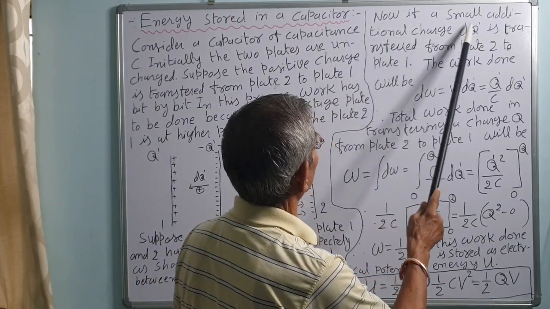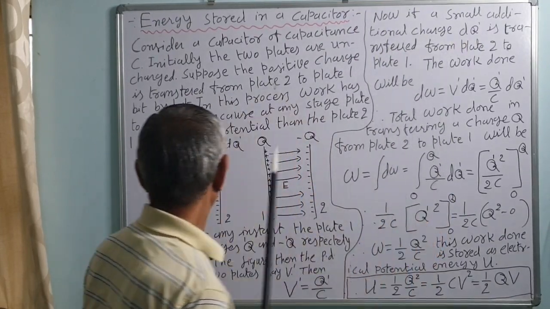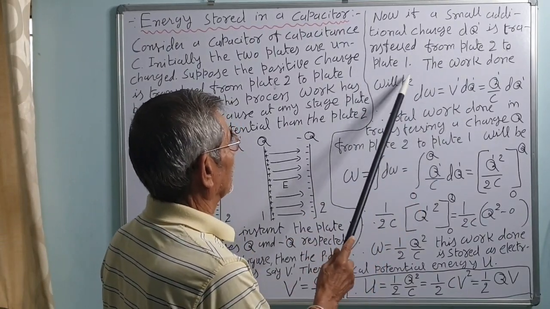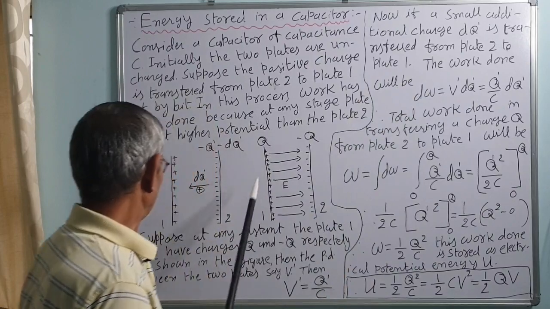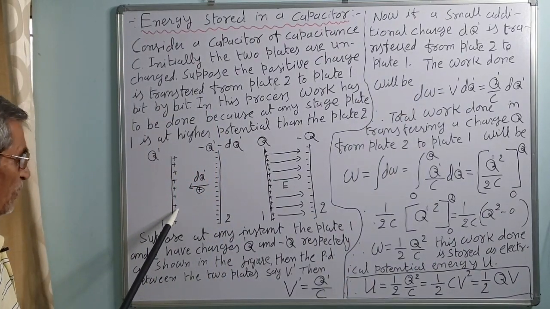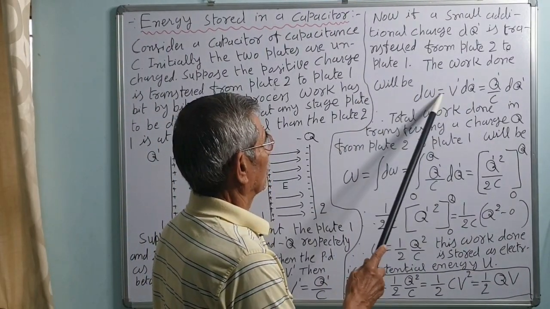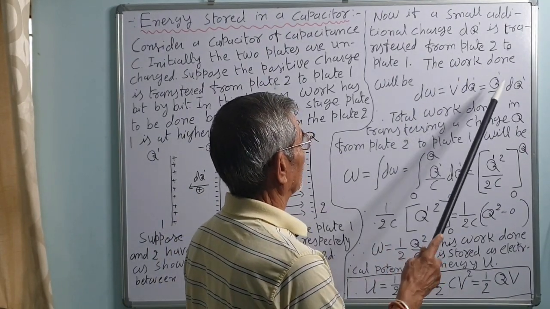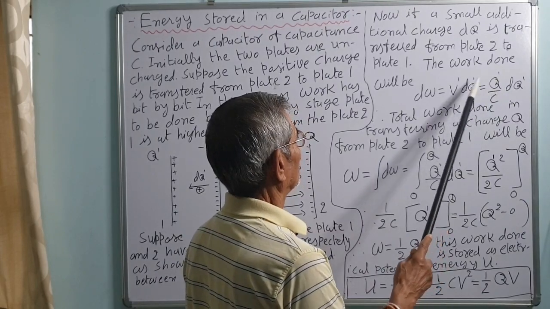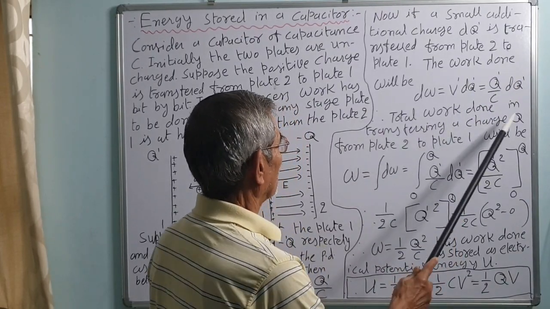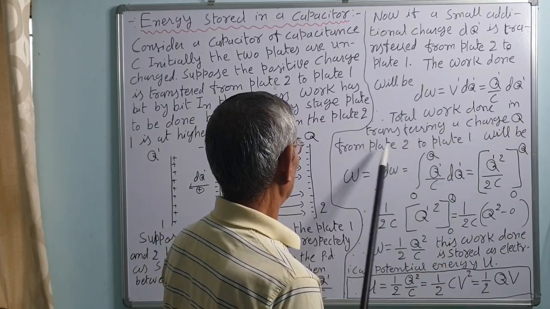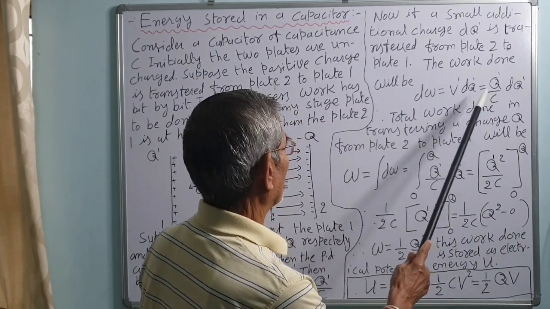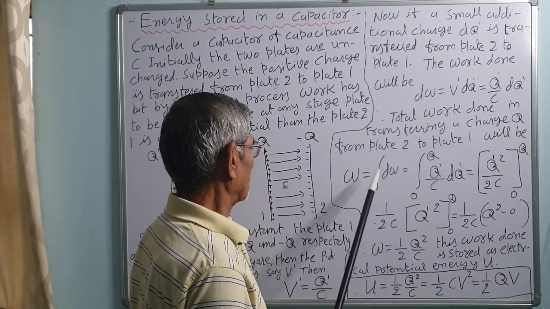Now, if a small additional charge dq' is to be transferred from plate 2 to plate 1, the work done will be dW, because we have to do the work against the electric field. dW is equal to potential into charge, V' into dq', that is q' upon C into dq'. The total work done in transferring a charge q from plate 2 to plate 1 can be obtained by the integration of dW.